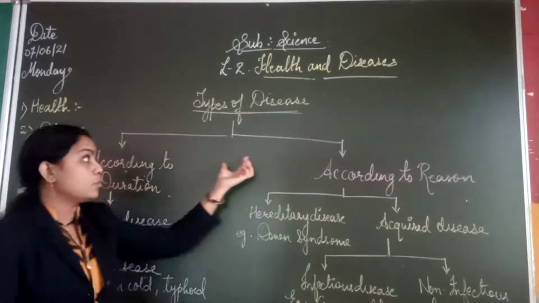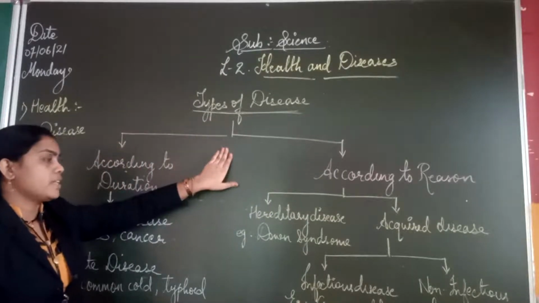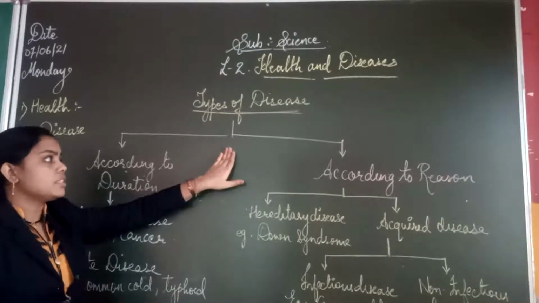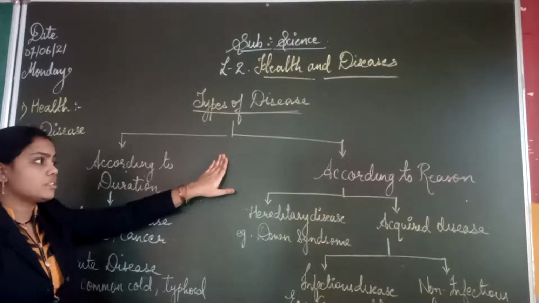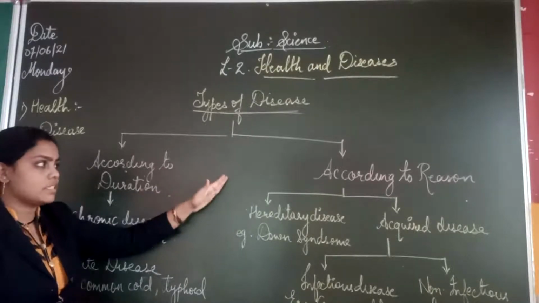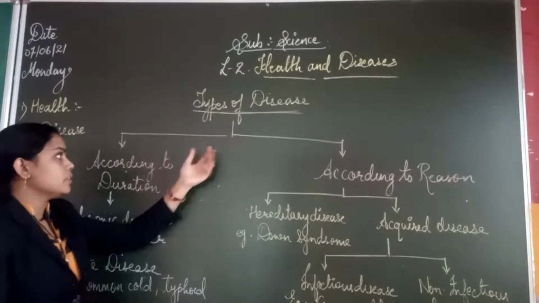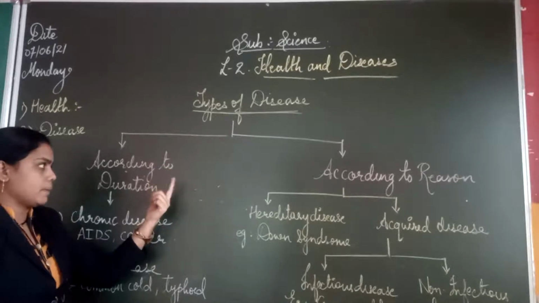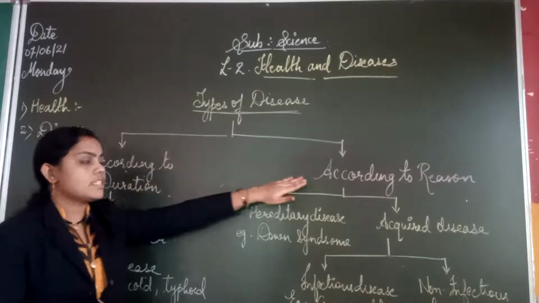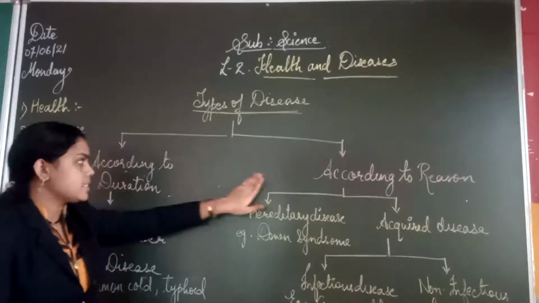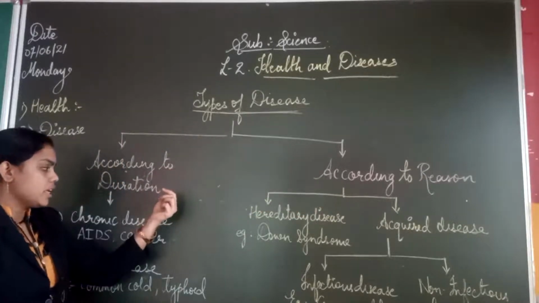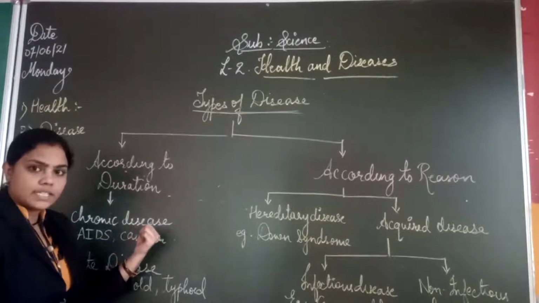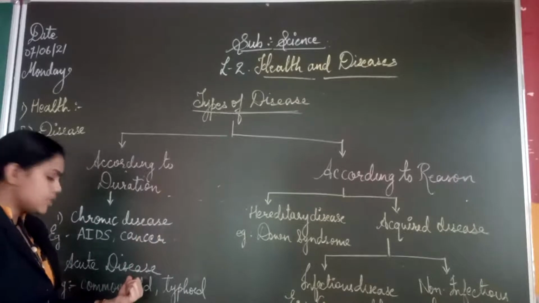So here, as we know, types of disease in the environment today, from generation to generation, how the disease is transferring, and how there are short period diseases and long period diseases. So the first classification is given according to duration. The second classification is according to reasons. First, according to duration, it is divided into two parts: the first one chronic disease and the second one acute disease.